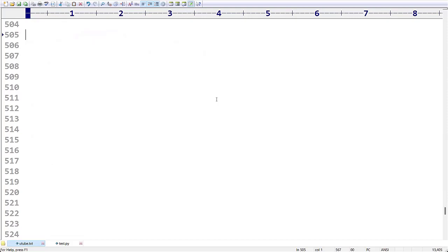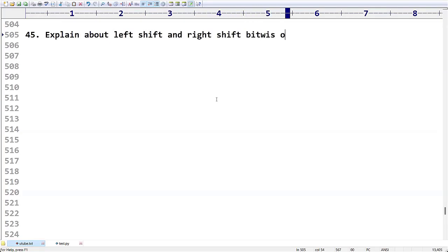As a part of this Python interview questions sequence of videos, in the last videos we covered up to interview question 44. In today's session, we are going to talk about the next interview question, which is 45. It is also a continuation of the bitwise operators. Explain about left shift and right shift bitwise operators.